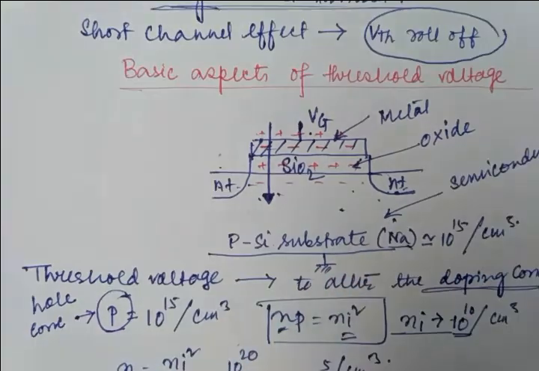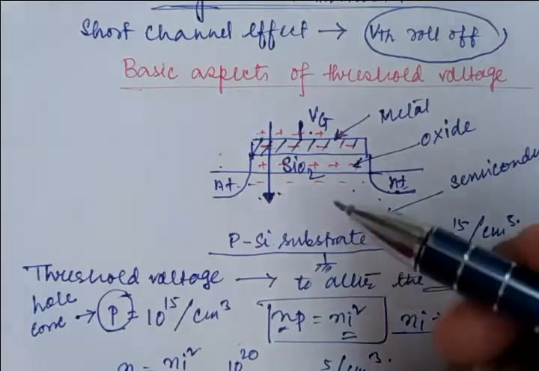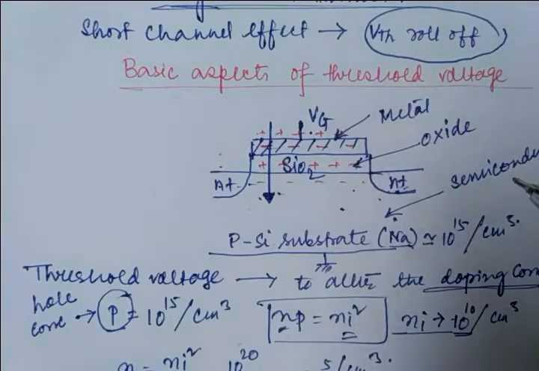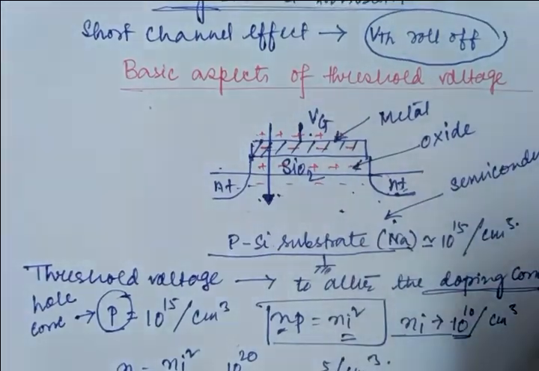But 10 to the power 5 should be raised to 10 to the power 15, and it will increase gradually to create the inversion condition. And what is the inversion condition?